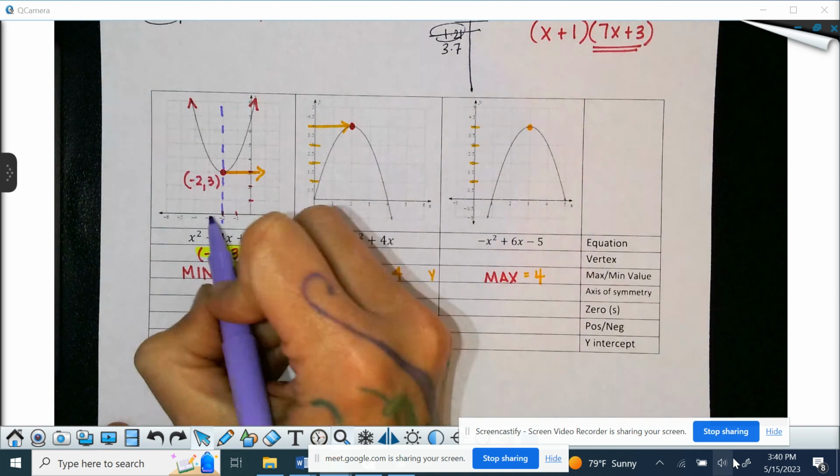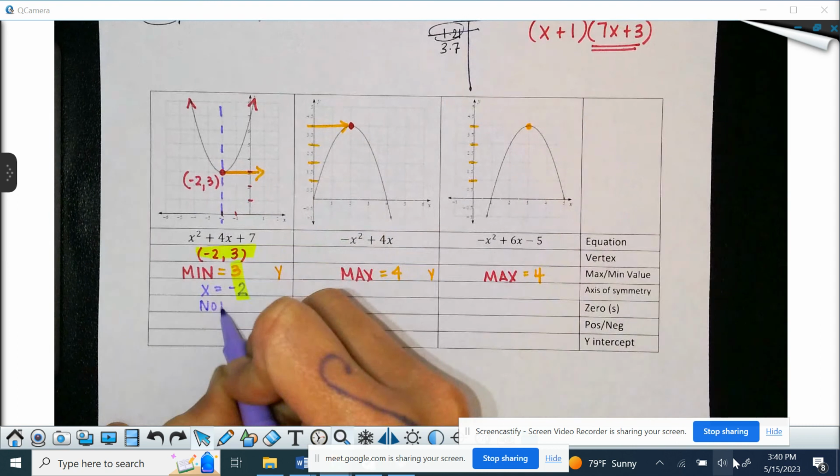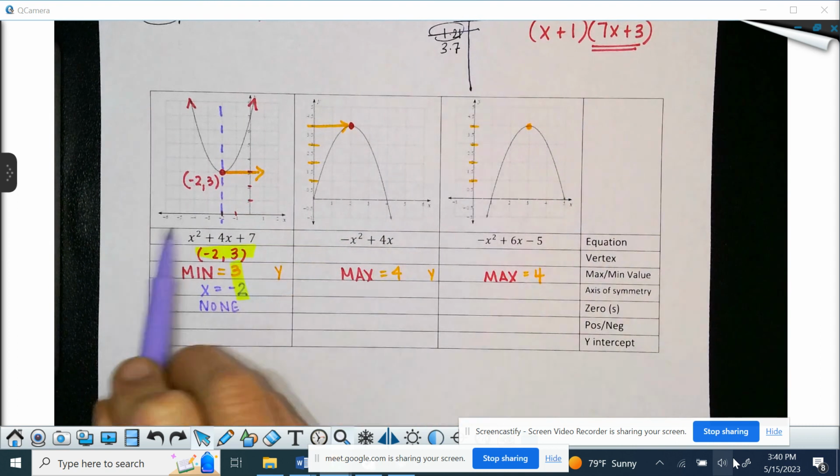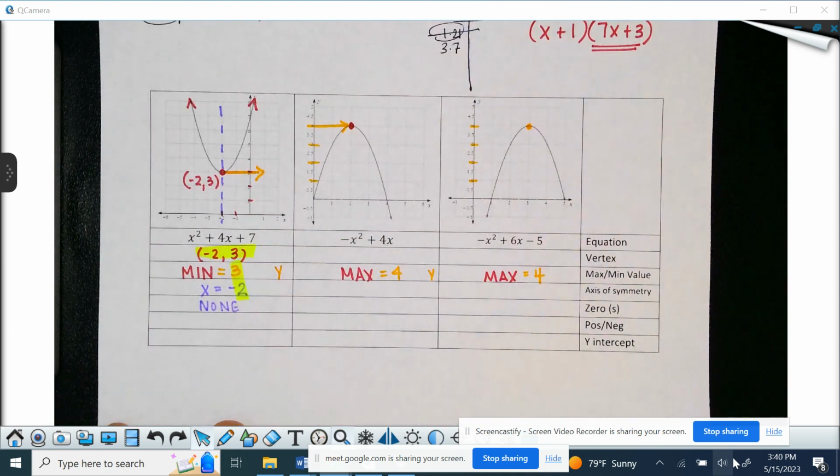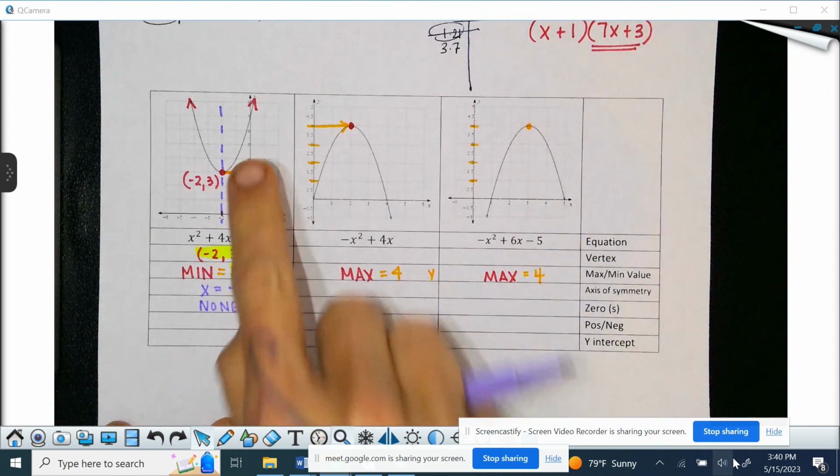Zeros are where it touches the x-axis. This guy has none. He does not touch the x-axis at all. He's sitting over in quadrant 2 just hanging out. Is this a positive graph or a negative graph? That guy should have probably been up there.